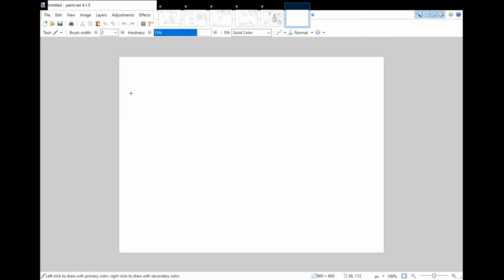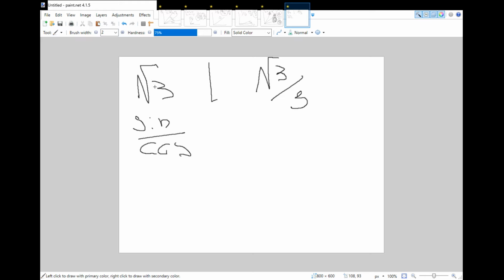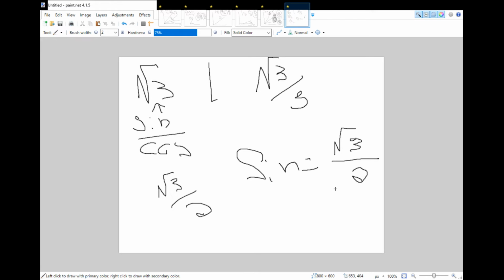Like, for example, their three values are root 3, 1, and root 3 over 3, if I'm not mistaken. So this one is due to the sine, which would be sine over cosine in tangent form. To get root 3, sine would have to be equal to root 3 over 2. So you could think about it that way. Tangent will always be root 3 when sine is equivalent to root 3 over 2. That means tangent is equal to root 3.